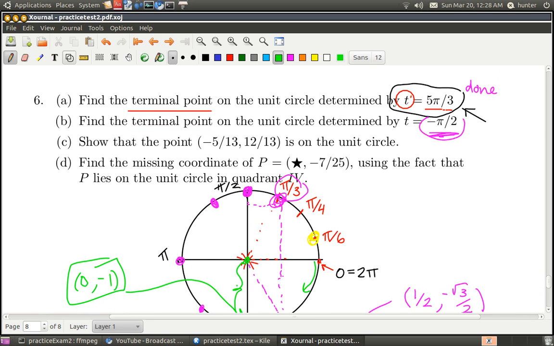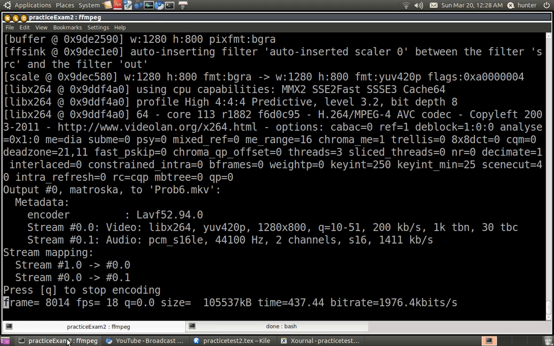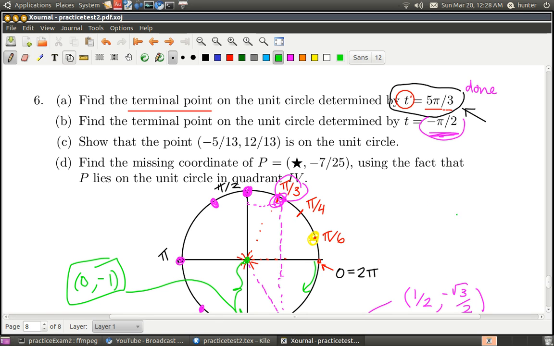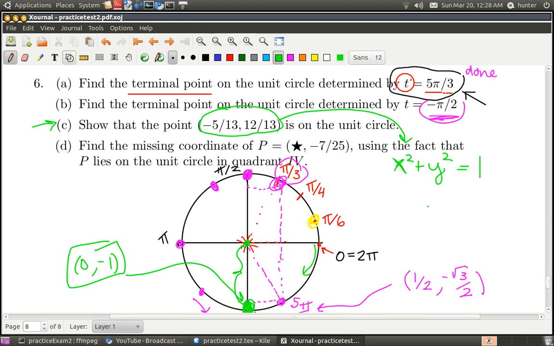Okay, so let's see how we're doing on time. Doing okay. Let's try one more part. It says show that this point is on the unit circle. Okay, so how do we do that? Well, there's a formula that describes the unit circle, and we will talk in class about how that formula is y squared plus x squared equals 1. To show that this thing is on the unit circle, all we have to do is show that when we plug it into that formula, it makes it true. Okay, so let's do that.